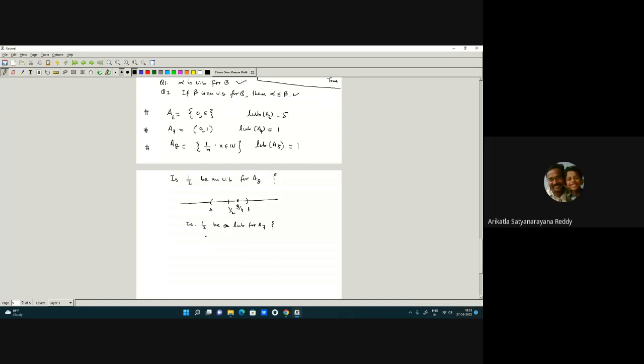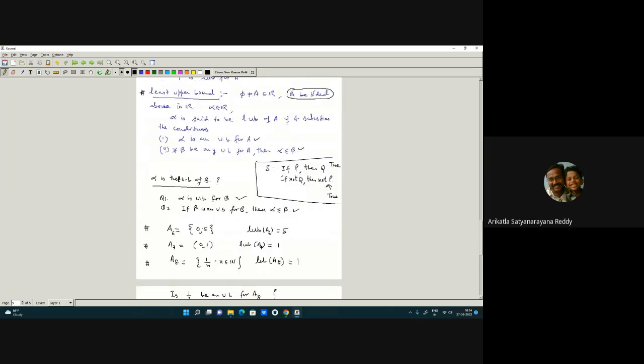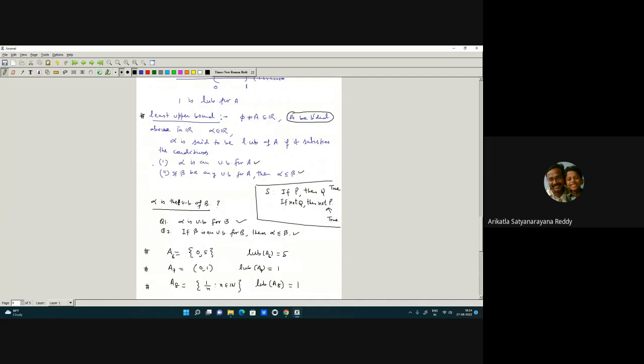Okay, Preeti. Why is 1/2 not a least upper bound for A7? Because sir, 1/2 is not an upper bound for this set at all, it does not follow the first condition. Very good. The first condition itself is failed. See that? So that is Preeti's answer. All of you understand? That is the way to answer. Okay, all of you try to understand.